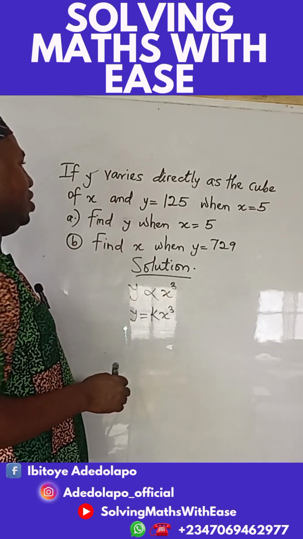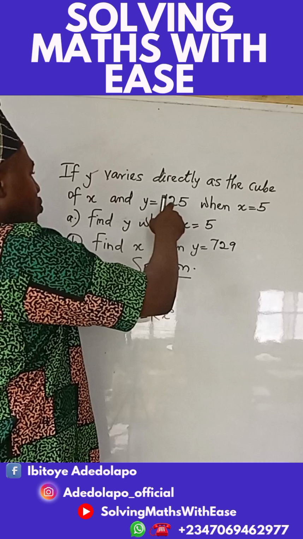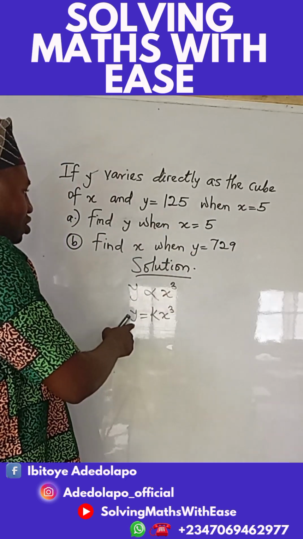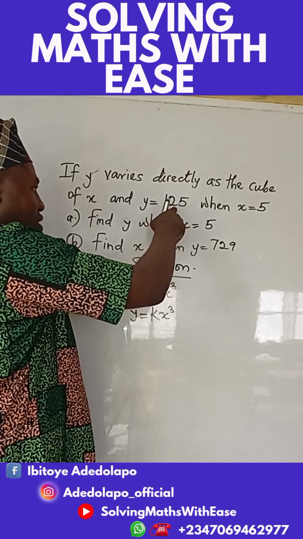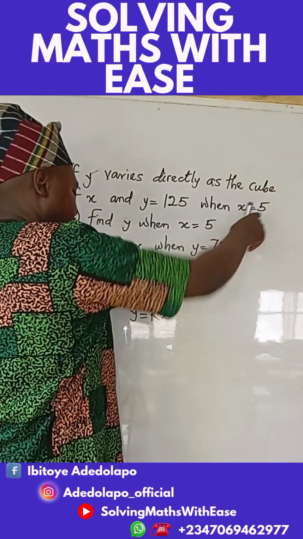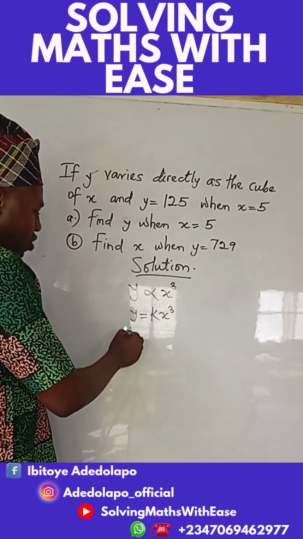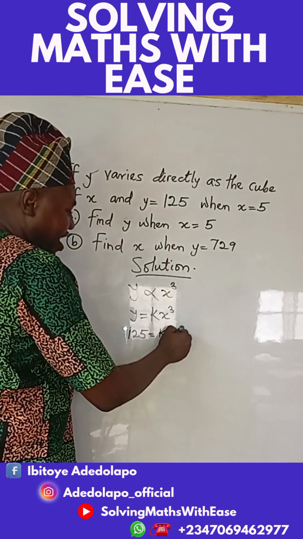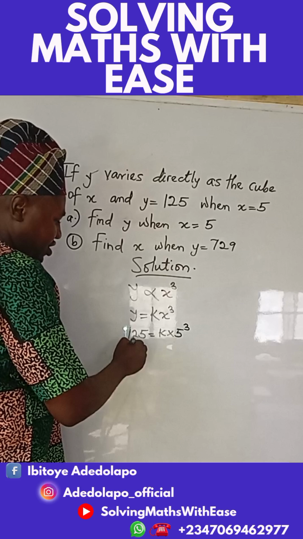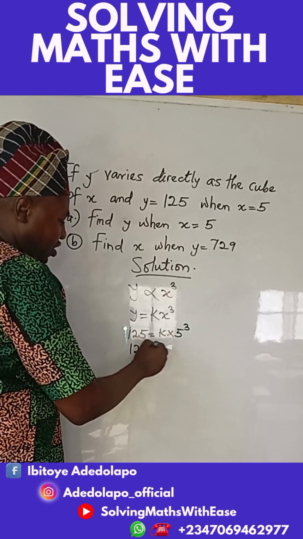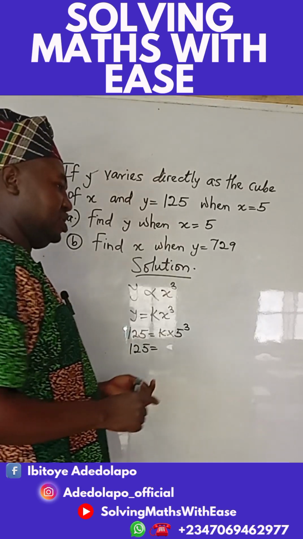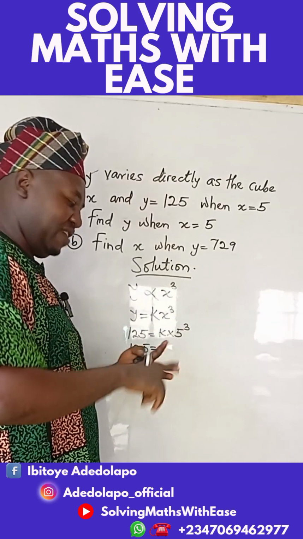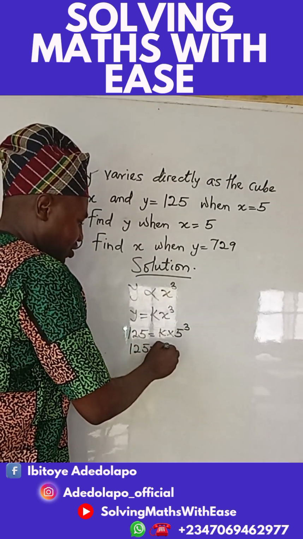Now let's proceed with the question. y equals 125 when x equals 5. So we are going to replace y with 125 and x with 5. That will be 125 equals k times 5 raised to power 3. So 5 raised to power 3 is the same thing as 5 times 5, which is 25. Then 25 times 5, which is 125.